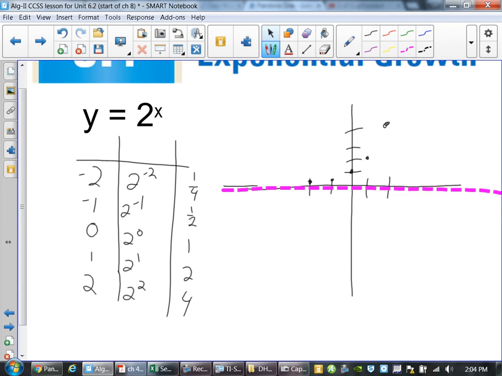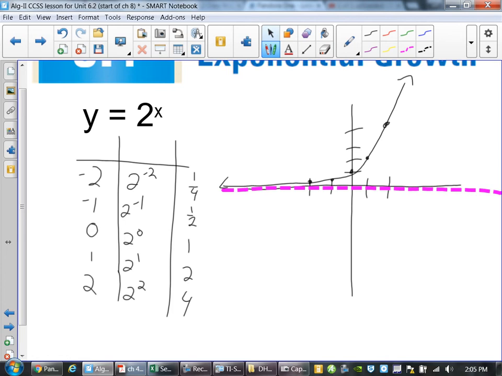So your curve is increasing going from left to right. Now, do I have a domain restriction? No, correct. There is no domain restriction here. So the domain here would be all real numbers.